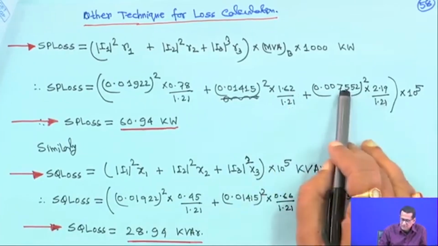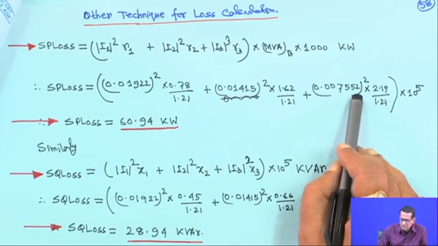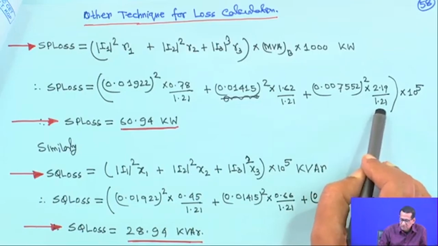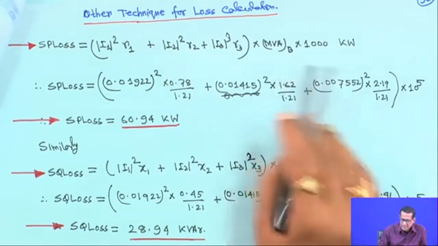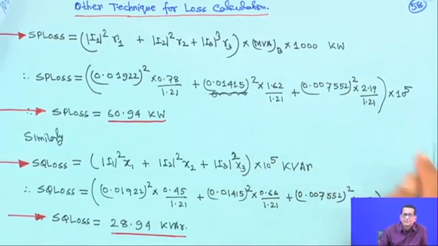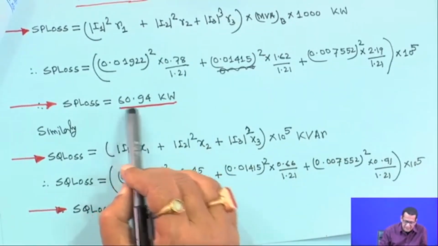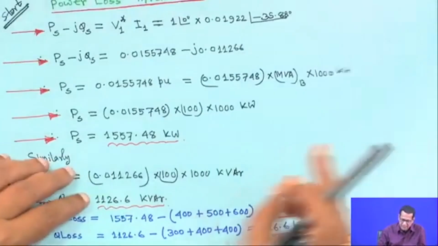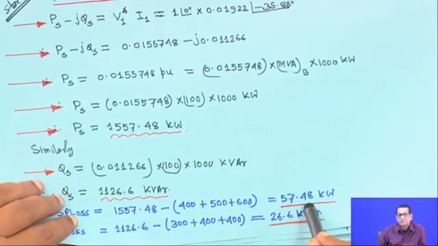Similarly, here also this is the magnitude of current square into 2.19 up 1.21, when MVA base is 100. So, multiplied by 10 to the power 5. Therefore, total power loss here is coming 60.94 kilowatt, but here it was 57.48 kilowatt.